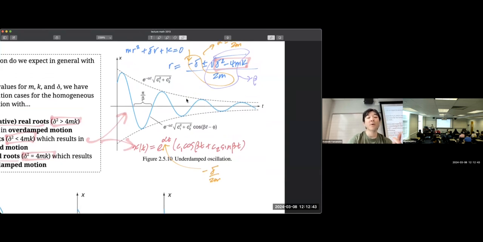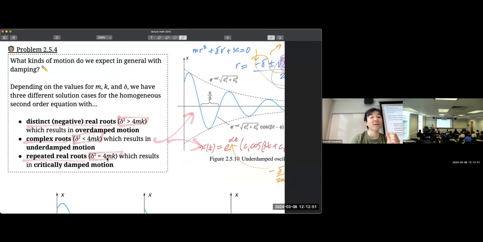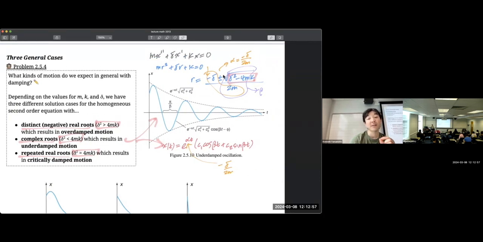Then there's a transition point between when delta squared is greater than 4mk and when delta squared is less than 4mk. There's an instance when delta squared is exactly equal to 4mk. That's going to make this red quantity in here be 0, which is the case where you have repeated real roots. One of them will be e to the rt, and the other one will be t e to the rt. You won't have sines and cosines in your solution, so it'll look like exponential decays. It's the transition between underdamped and overdamped, and that's called critically damped.